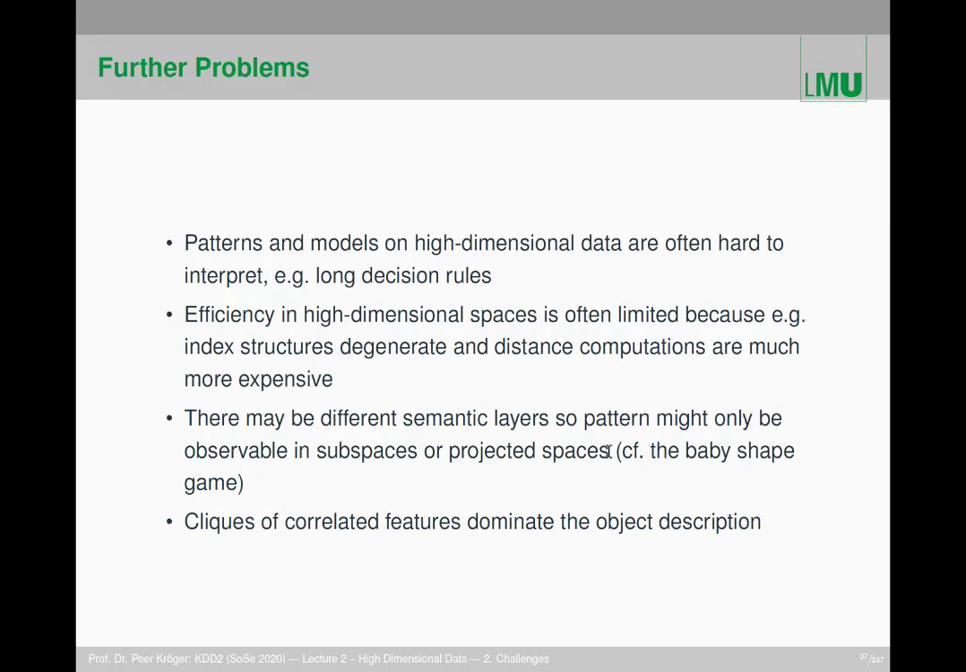And the last point is that, of course, correlated features are somehow redundant features, and if you have a lot of redundancy, this redundancy may dominate other things. So cliques of correlated features may dominate object descriptions, patterns, whatever. So object descriptions or data patterns, in a sense. So this may also be a problem.